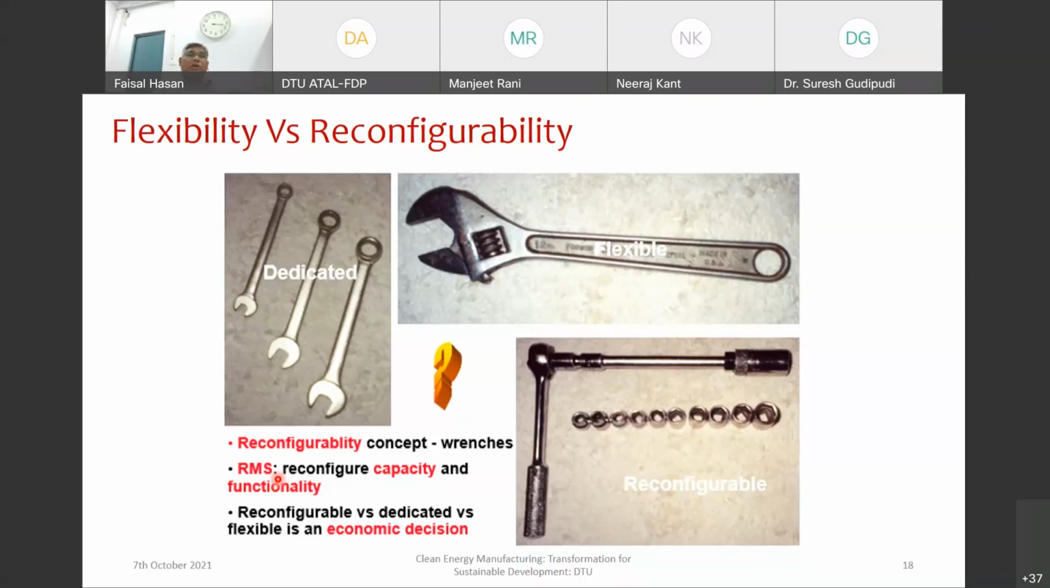And when it comes to functionality, say if I want a thread, I may use a lathe machine for threading. And if I want a slot, a keyway, then the same machine can be reconverted into a planer or a shaper where I can cut this keyway. So whenever we talk of a reconfigurable manufacturing system, I need to have both things in my system: reconfiguration in terms of capacity and reconfiguration in terms of functionality.